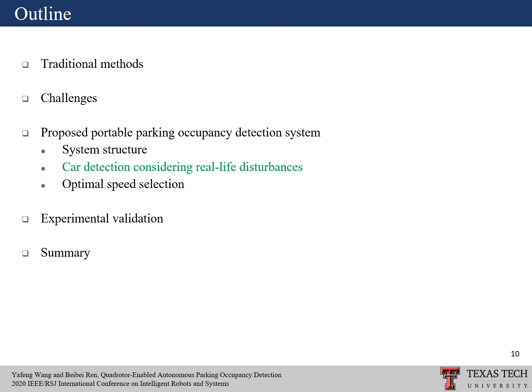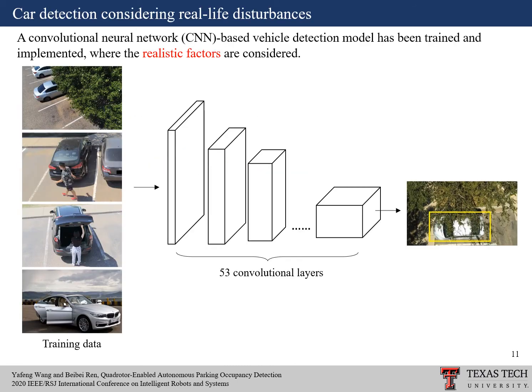Then I will talk about our car detection algorithm, where we have considered some real-life disturbances. For the car detection, we have adopted a CNN-based object detection method. In the training data, we have considered some realistic factors, or say, real-life disturbances. In the first figure, a car is blocked by the trees. In the second figure, a pedestrian is passing by. In the third figure, a driver is coming out and checking their trunk. And the fourth figure shows a car with an open door.